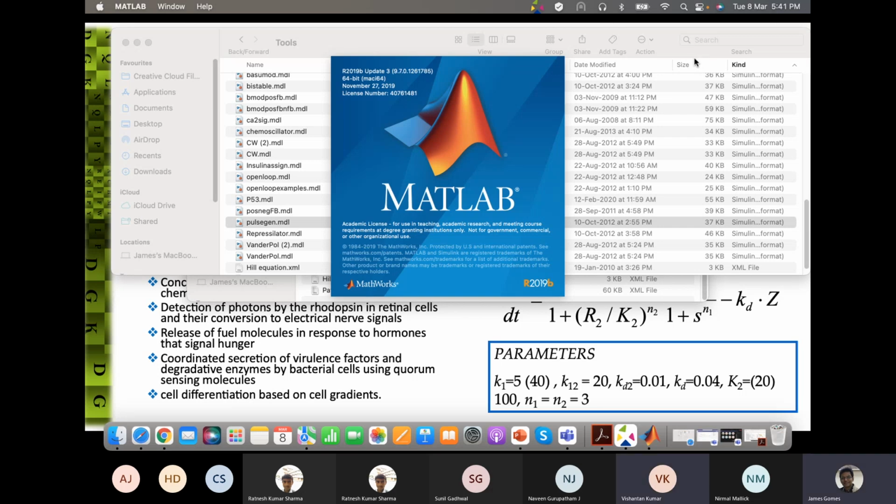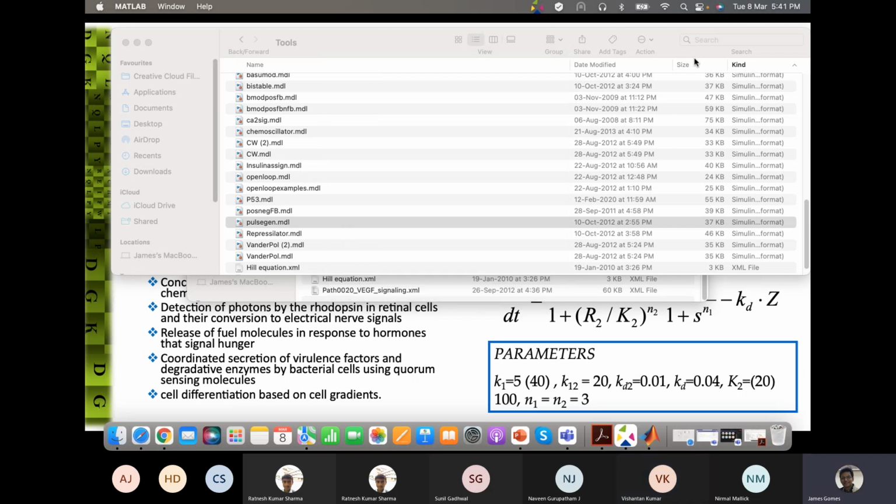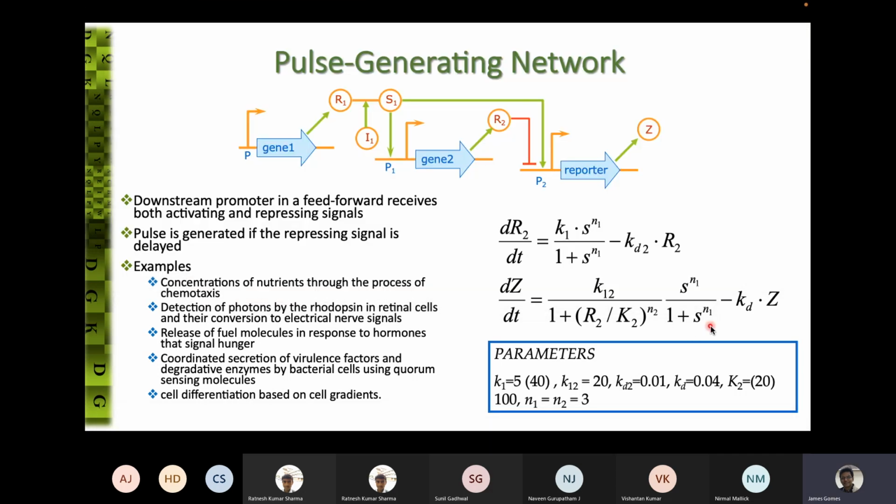I had a small question. How do people define the equations for different models? That actually comes from first principles. Here, for example, I can tell you very easily.